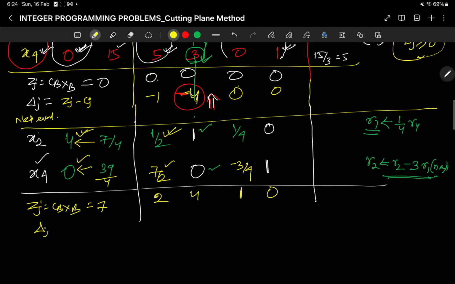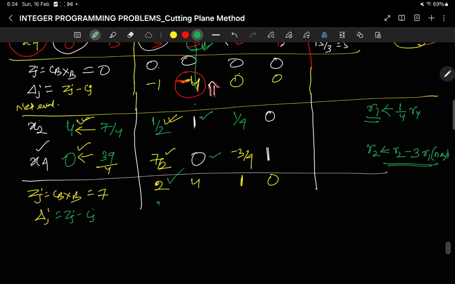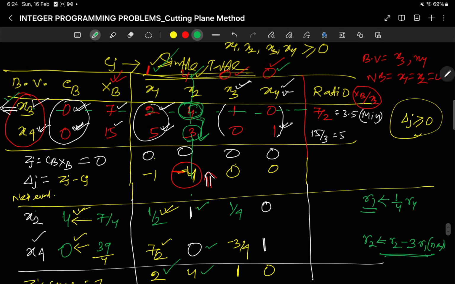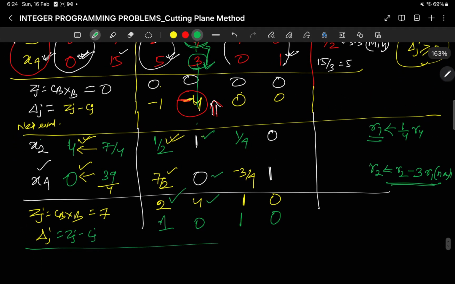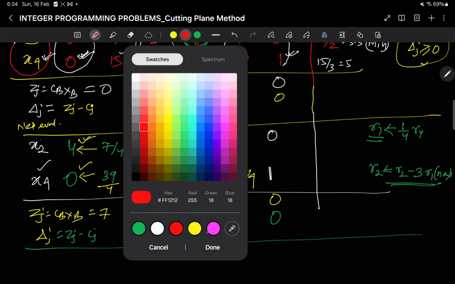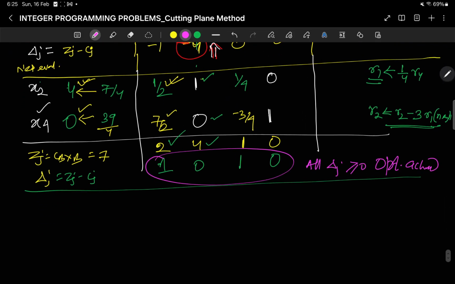So now we calculate del j. Del j is zj minus cj. Means this is 2 minus 1, it is 1. Then 4 minus 4, it is 0. Then 1 minus 0, it is 1. Then 0 minus 0, it is 0. So now you see here all del j are greater than or equal to 0. So this is optimal. Optimality is achieved. So this is my optimal solution now.